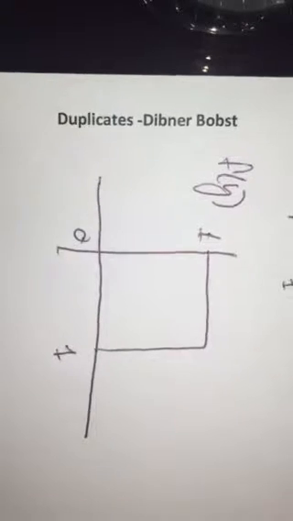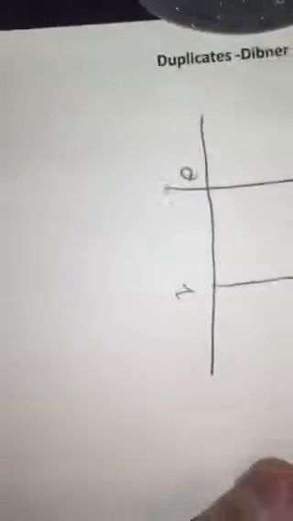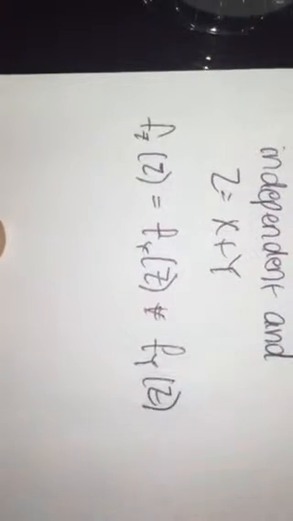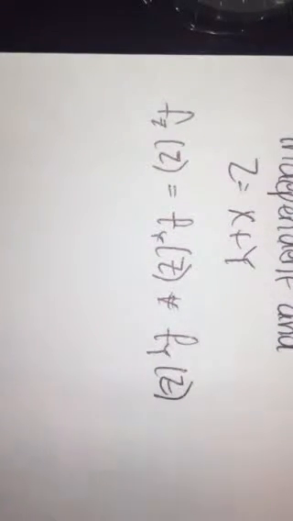Because the other things that we are given is that x and y are independent and z equals x plus y. If this is true, then f of z equals f of x of z convolved with f of y of z. So basically how we find f of z is by convolving f of x of z with f of y of z.